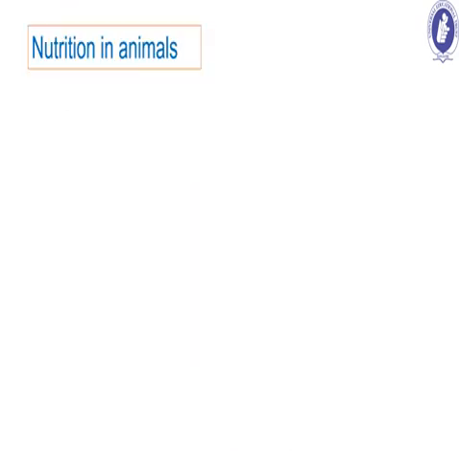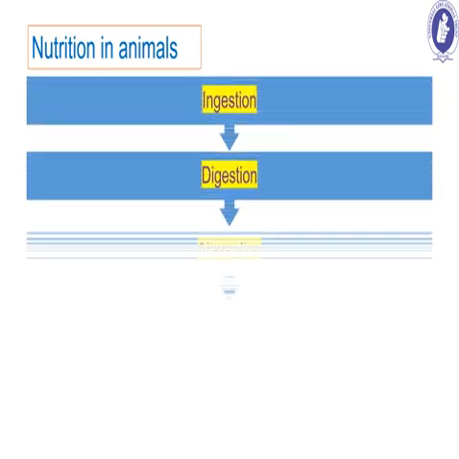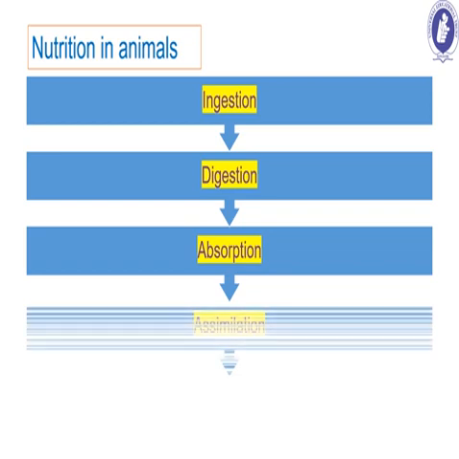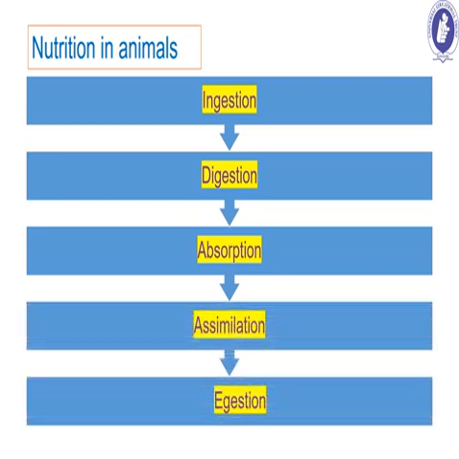Nutrition in animals involves these steps. They are ingestion, digestion, absorption, assimilation, and egestion. You can see it all ends with TION, right? So it will be easy for you to memorize. The five steps are ingestion, digestion, absorption, assimilation, and egestion. We will look into each of these in detail.